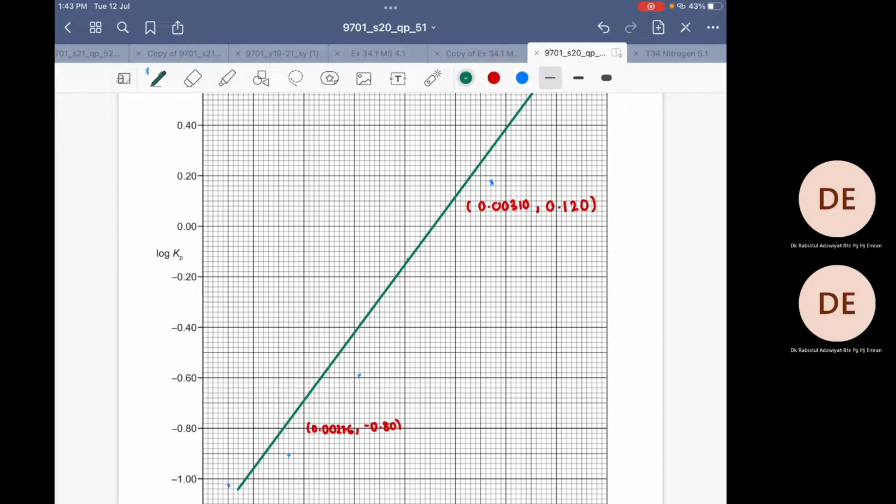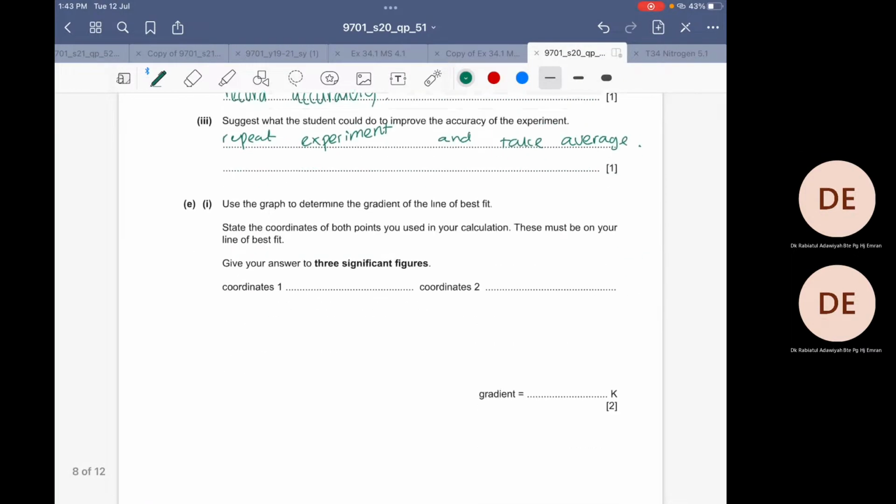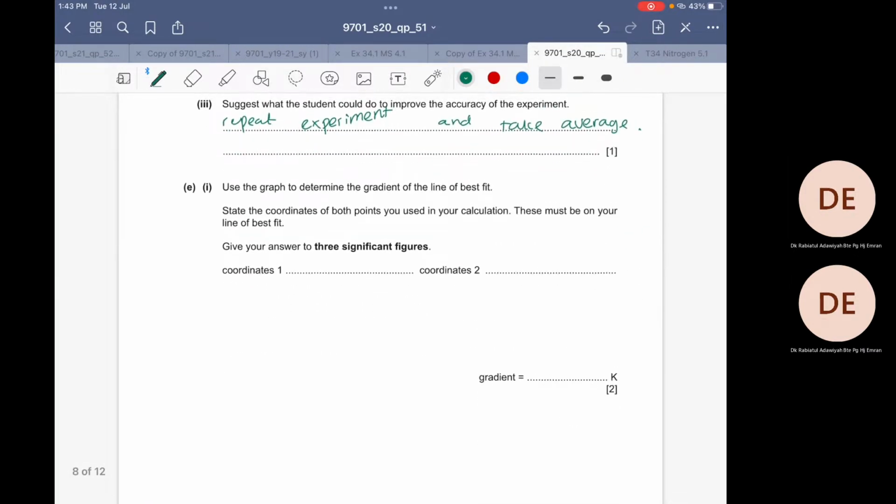2482. I got 2705. Any other answer? Should be around 2000. 26, okay. 2600. To three significant figures, so mine should be 2710. 2710 Kelvin. What about the others?